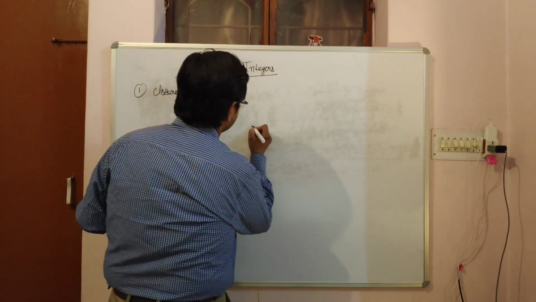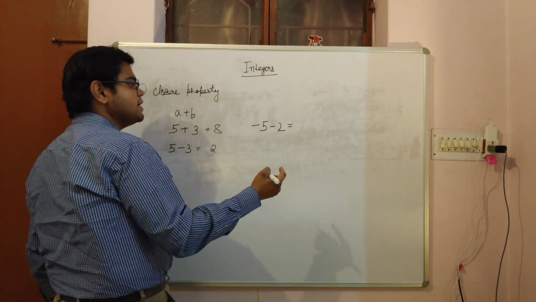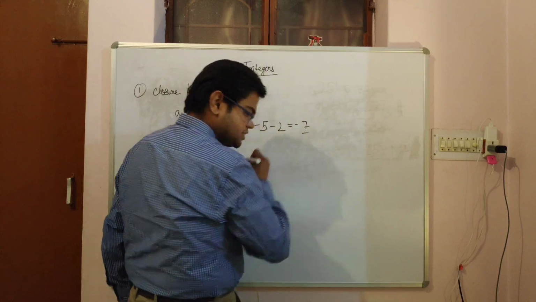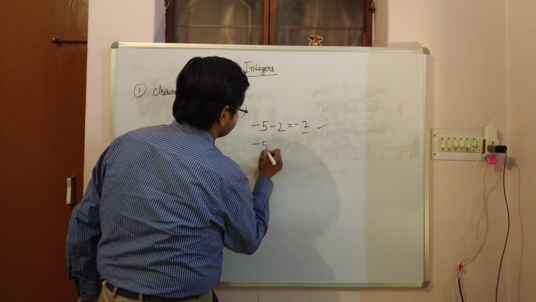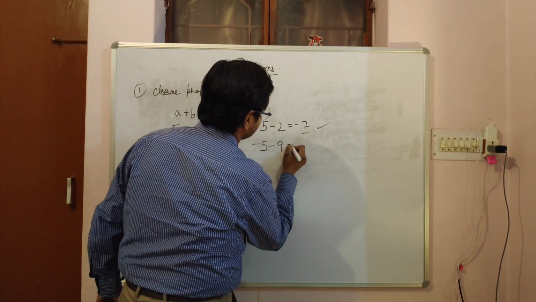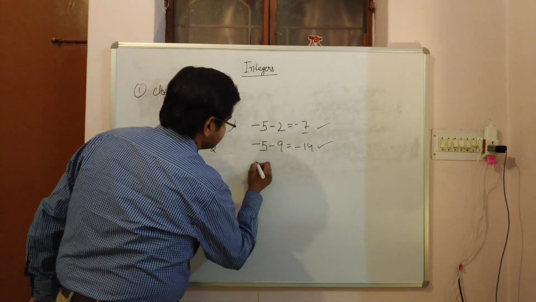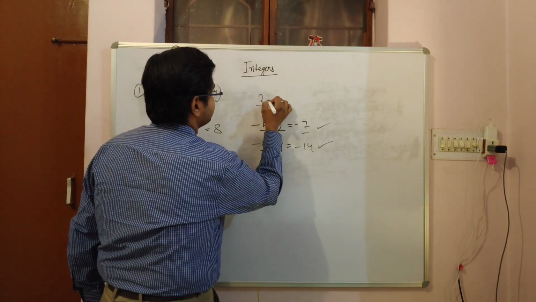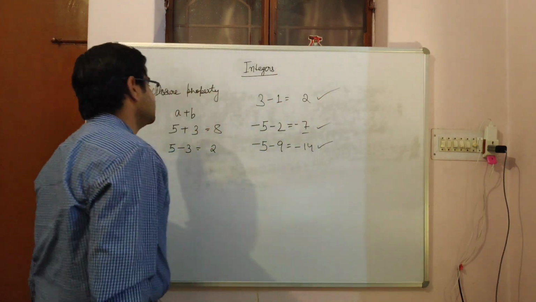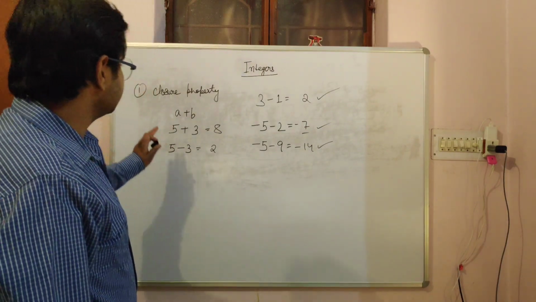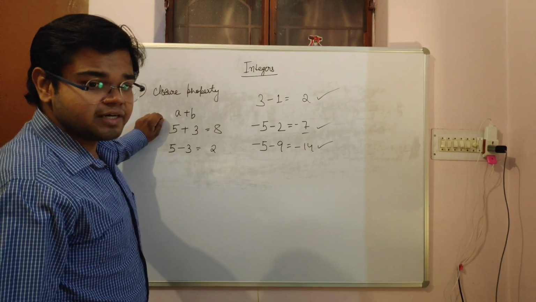Suppose it would have been minus 5 minus 2, then the result would be minus 7. Is minus 7 an integer? Yes. If it would have been minus 5 minus 9, what would have been the result? Minus 14. Is minus 14 an integer? Yes. If it would have been 3 minus 1, the result would be 2. Is 2 an integer? Yes. So addition and subtraction are closed under integers.